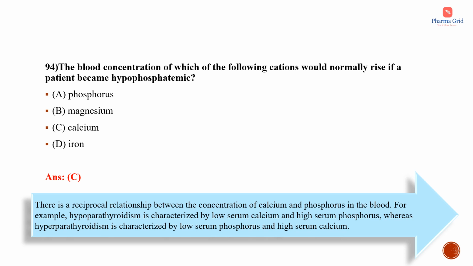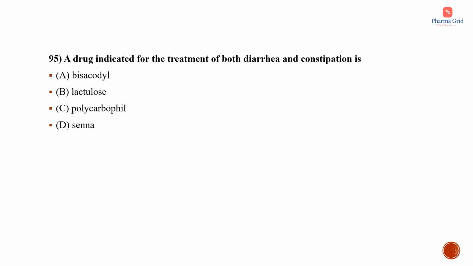Next question. A drug indicated for the treatment of both diarrhea and constipation is. The options are bisacodyl, lactulose, polycarbophil, senna. So here the correct answer is option C, that is polycarbophil.